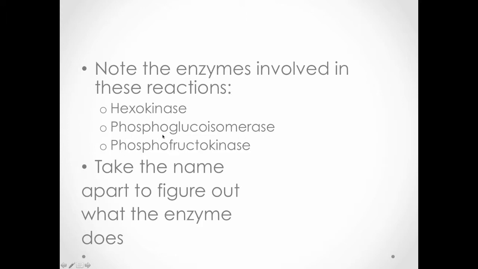Phosphoglucoisomerase: phospho is phosphate, gluco is glucose, and isomerase, like we know an isomer is something with the same molecular formula and a different structural formula. So a phosphoglucoisomerase is something that rearranges the structure of a phosphoglucose. And then phosphofructokinase, again, the kinase is something that adds a phosphate. So in this case, it's going to add a phosphate to a phosphofructose.